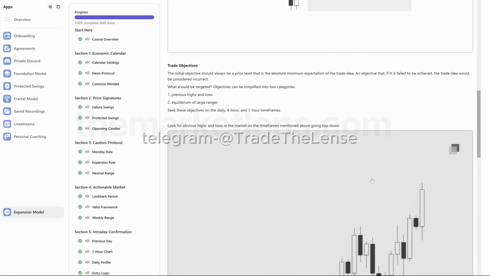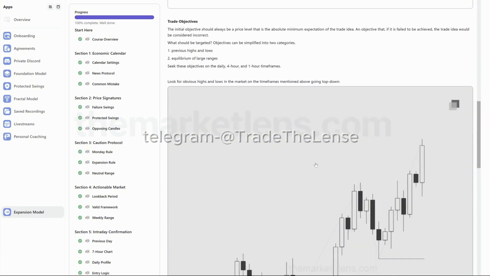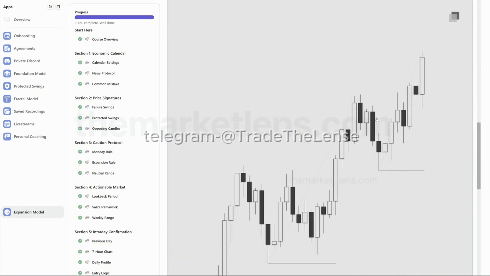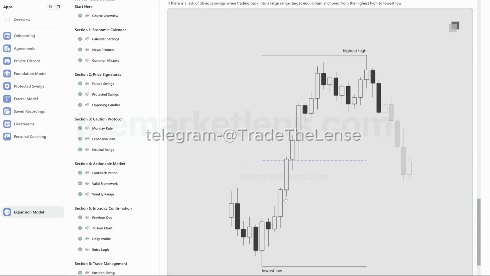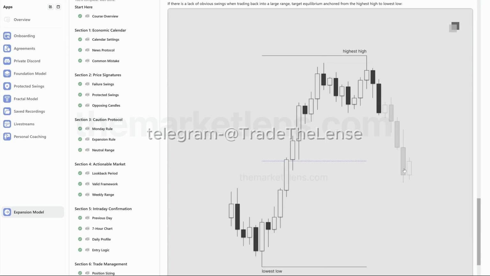It's really simple. It doesn't have to be overcomplicated when we have objectives, because we already have the narrative set. Now, if we're ever trading back into a range and you don't have lows established like this, maybe it's a large expansion range, and let's say we have a run on a high, we're trying to frame this bearish.